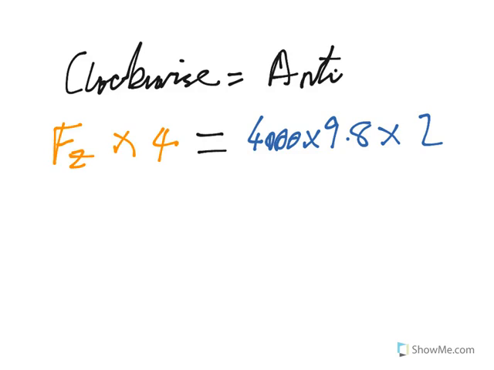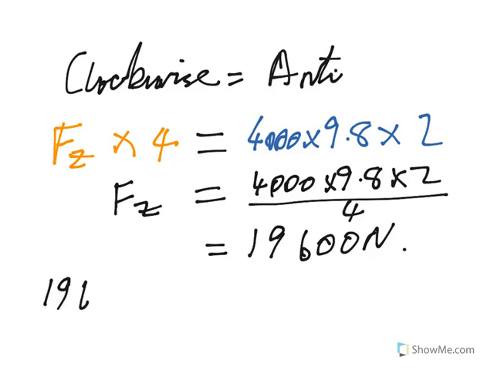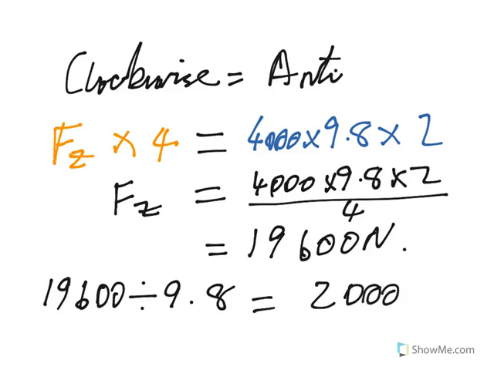All right, so when we figure out what that force would be, we do that by dividing both sides by 4, so Fz equals 4,000 times 9.8 times 2 over 4, and that comes to 19,600 newtons. If we wanted to know what the load was in kilograms, we'd go 19,600 divided by 9.8, and so the most we could put there would be 2,000 kilograms.